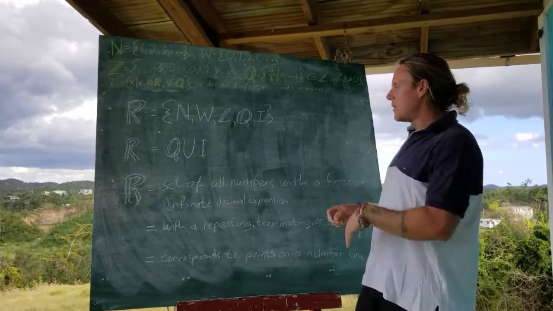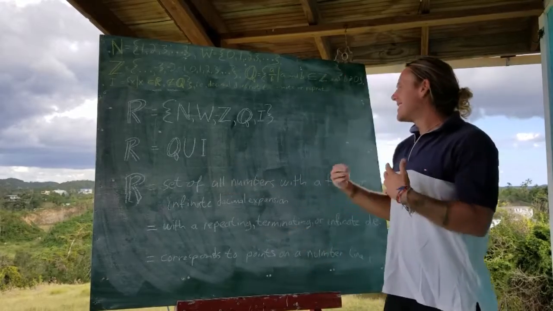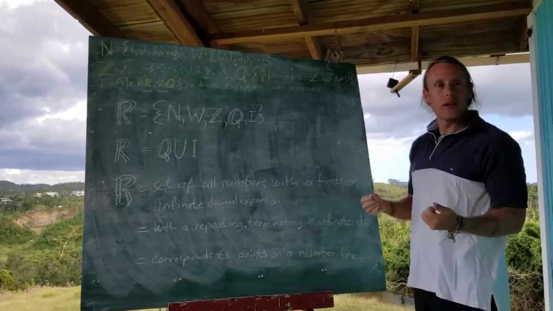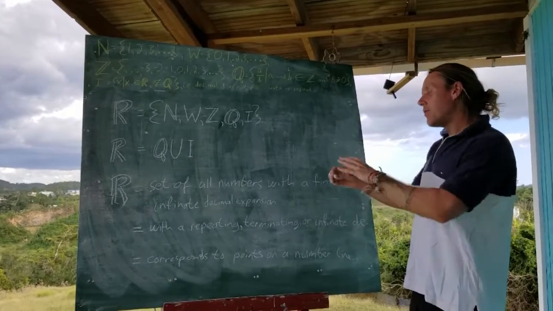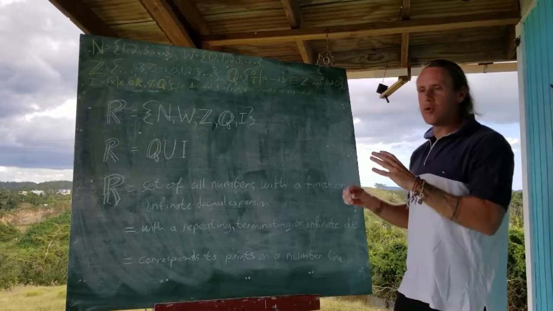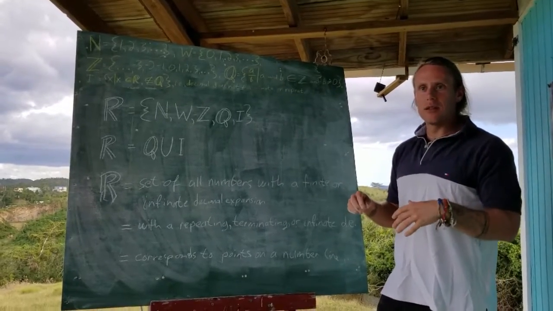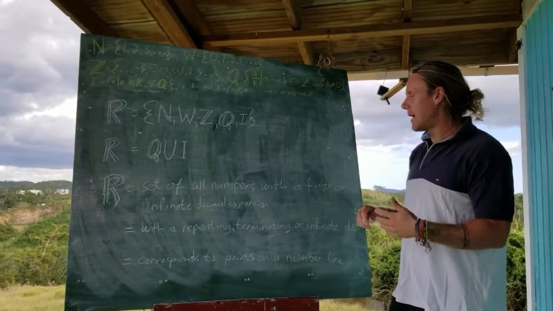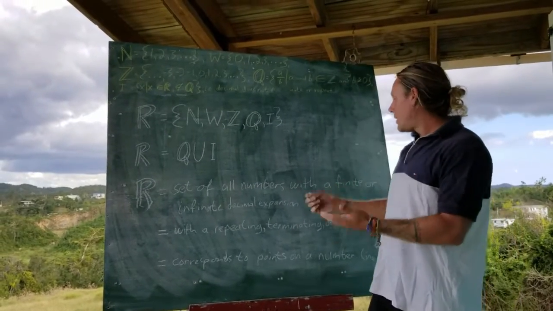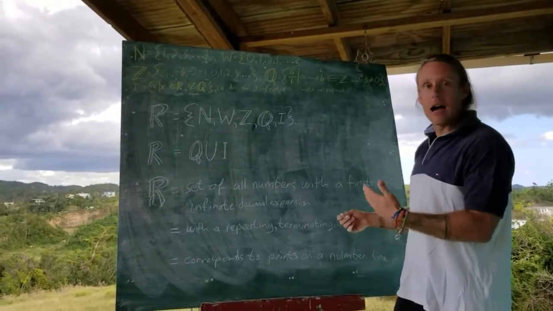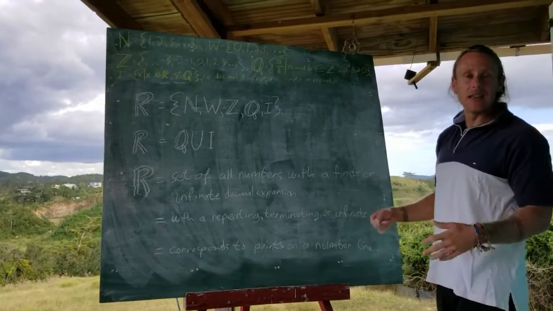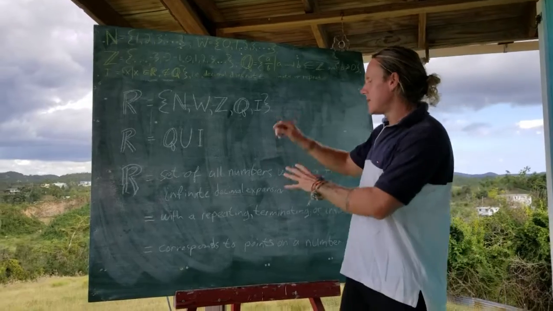We could put into words, the real numbers are the set of all numbers with a finite or infinite decimal expansion. Building on that, using the same idea, just stating it somewhat differently, in line with some of the terminology we'd used in our last lesson, it could be the set of all numbers with a repeating or terminating, i.e. the rational numbers, or an infinite decimal expansion, i.e. the irrational numbers. Again, stating the same thing.